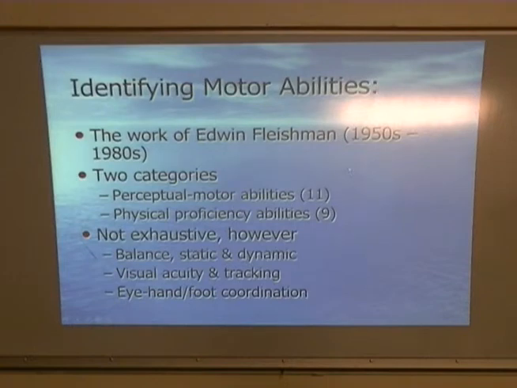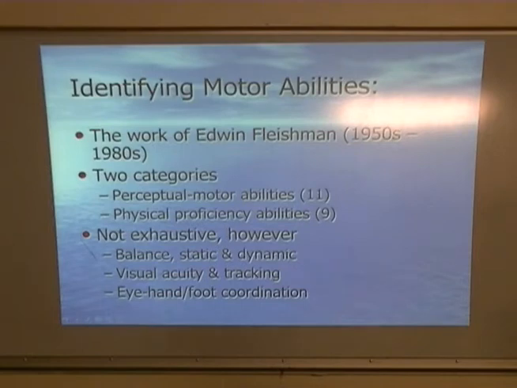So there was a researcher that got very into this, and his work finished in the 1980s, and unfortunately, I think, no one's ever really picked it up and finished it off, which I think is a bit of a shame. But he identified many motor abilities, and he divided them into these two categories. They're either perceptual or they're physical, right? But as I said, he never really finished this work.